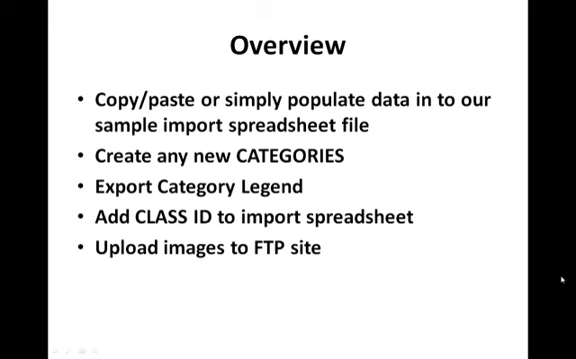Next, you'll create any new categories within the Product Manager for these products that you're going to be adding to the website. Next, you'll be able to export a category legend from your control panel that will provide the class ID numbers for all current and new categories. This number will be added in the import spreadsheet file under column P named Class ID. Lastly, if your products have images, you will need to upload them to the FTP site in the image folders.